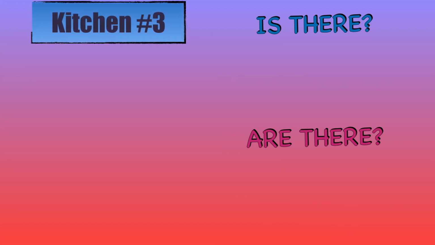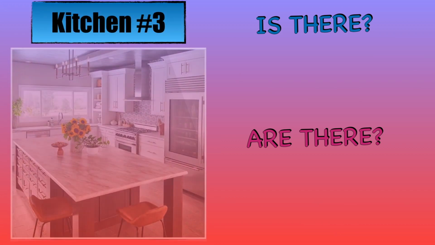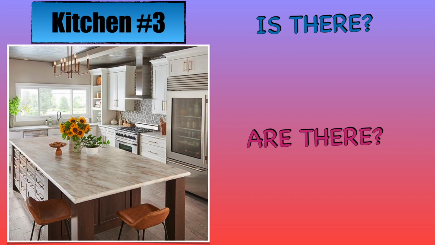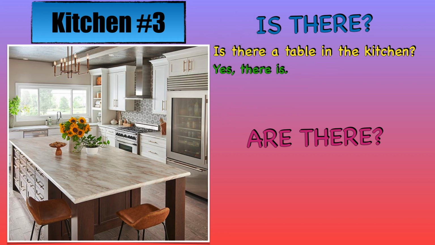And now let's look at the last kitchen. Let's ask the same question. Is there a table in the kitchen? This one should be easy because there is a very big table in this kitchen. So the answer will be yes, there is.